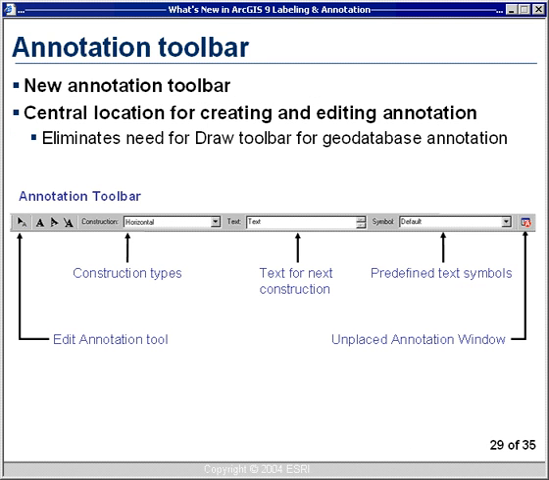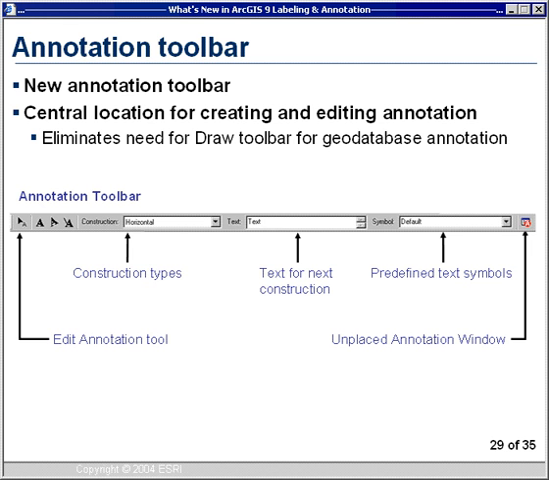With ArcMap at version 9, there's a new annotation toolbar, and that's on the slide here, the graphic on the slide. The toolbar provides a central location for creating, and most of those creation tools are right here throughout the center, and also some editing tools as well. You've got your Edit Annotation tool here, and this Unplaced Annotation window here.